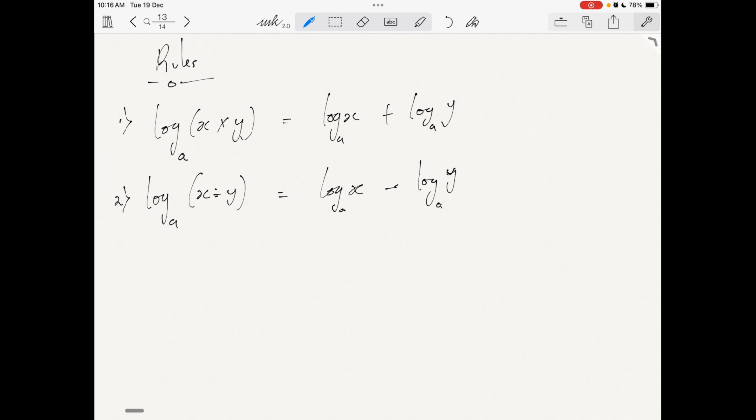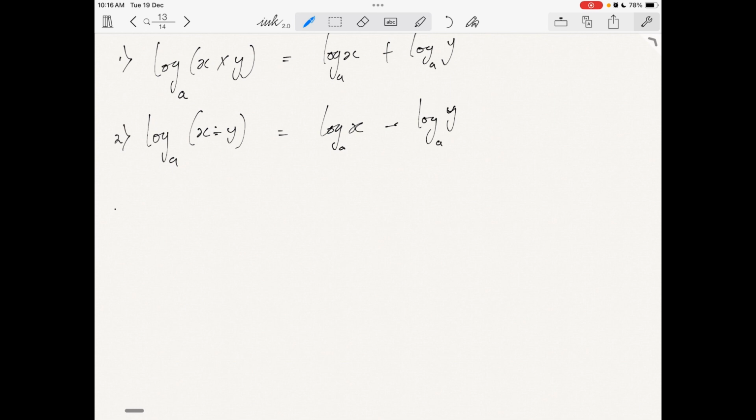Now remember in indices that we had x raised to power m raised to power n is equal to x raised to power mn. Now in the case of logarithm, where we have log x raised to power n to base a, the n here becomes a coefficient. It comes to the front to become a coefficient. So we have it to be n log x to base a.